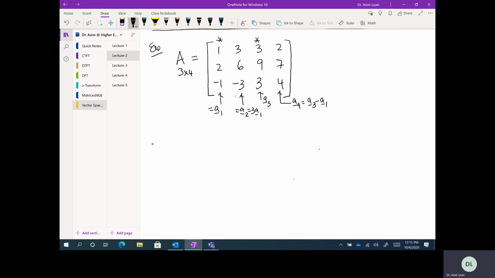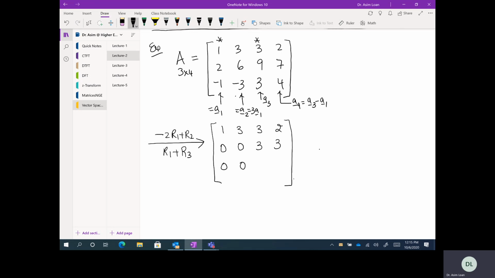So let's do row operations. I want to do minus 2 row 1 plus row 2, and then I want to add row 1 and row 3, row 1 plus row 3. So I'm going to get 1, 3, 3 as is. Minus 2 plus 2 is 0. Minus 6 plus 6 is 0. Minus 6 plus 9 is 3. Minus 4 plus 7 is 3. 1 minus 1 is 0. 3 minus 3 is 0. 3 plus 3 is 6. 2 plus 4 is 6.